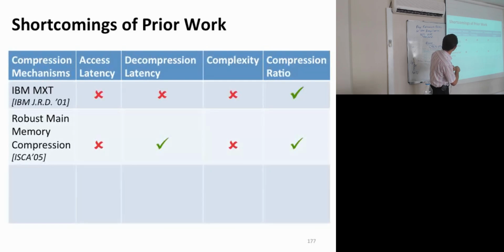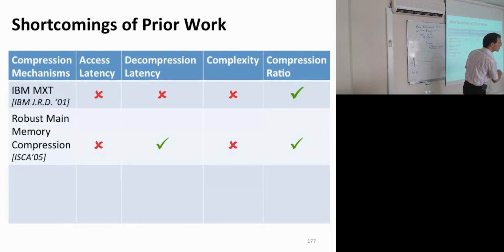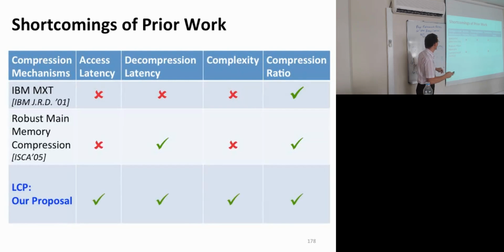There are other mechanisms, like robust main memory compression. This employs frequent pattern compression, and it has better decompression latency because it uses simpler compression algorithms. It has a good compression ratio still, not as good as LZW, but its complexity and access latency are high because it still does variable length compression. So we're going to try to achieve all of these together. We're not going to be able to achieve as good a compression ratio as IBM MXT because LZW compression is by definition variable length compression, but that's a very high bar to shoot for.